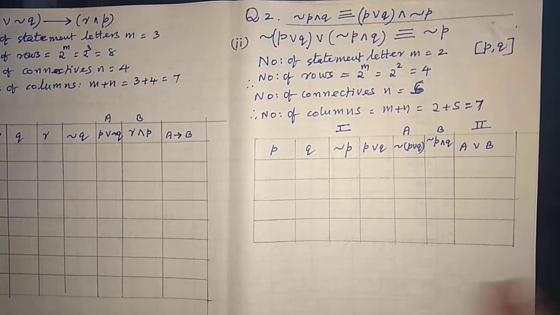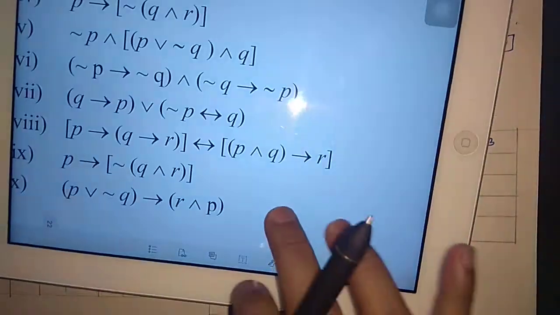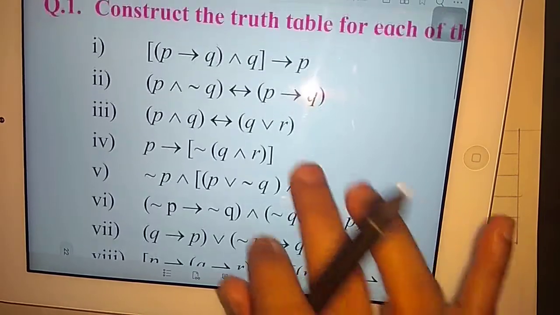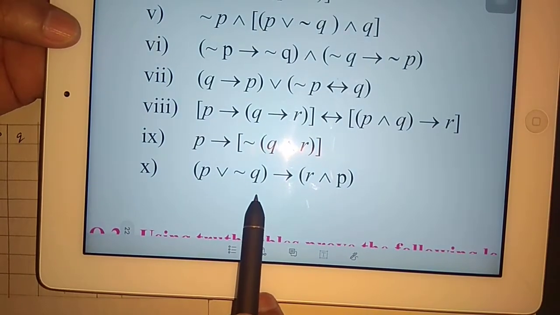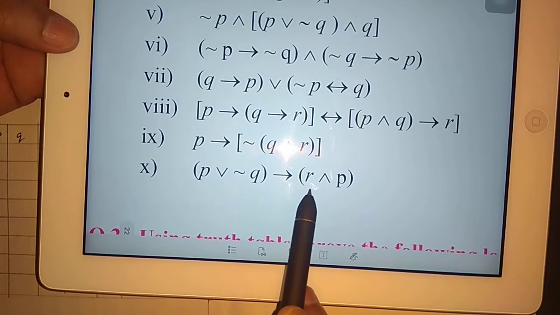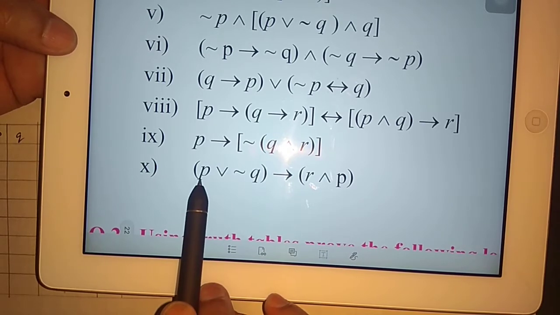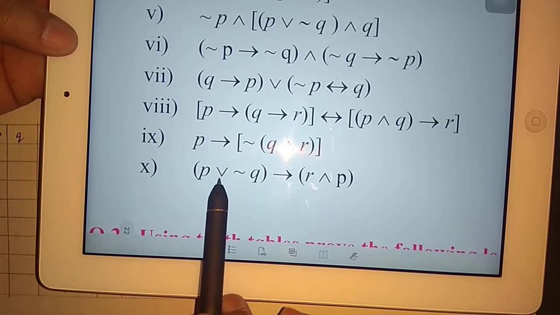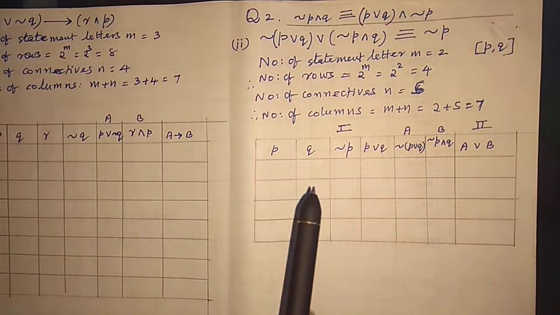Now we are with question number 10. Question number 10 of main question 1. Question number 10 here: P disjunction negation Q simple implication R conjunction P. P, Q, R. 3 statement letters. Connectives 1, 2, 3, 4. So that we are doing now.